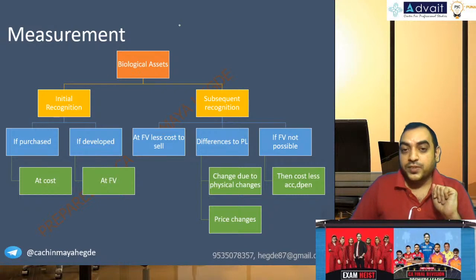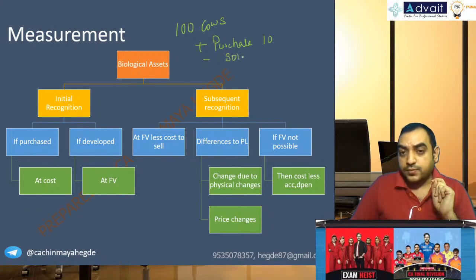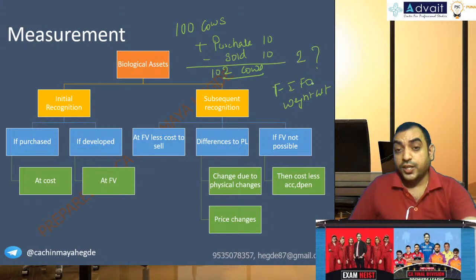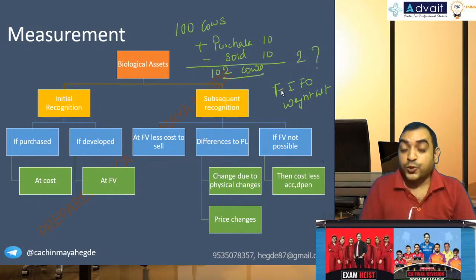Why does that happen? Let me give an example. Suppose you had 100 cows at the beginning of the year. You purchased 10 cows. You sold 10 cows. At year end, there are 102 cows. Can you tell me what is the cost of those 2 cows? Which method of cost do you calculate? FIFO method? Weighted average cost method? Standard cost method?